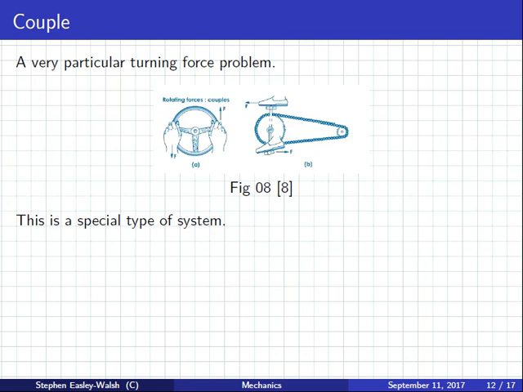Think about this. If this force was bigger than this force, the steering wheel would move up. When you drive your car, this does not usually happen. The steering wheel stays in one place. So when you push up with this hand and down with this hand, the forces must be equal. The same when you're cycling. This force must equal this force. This is a very important system. It's called a couple, a special type of system. The two forces are equal and opposite.